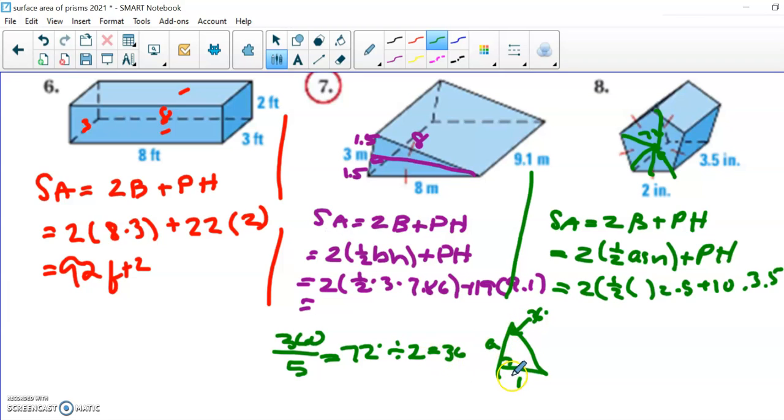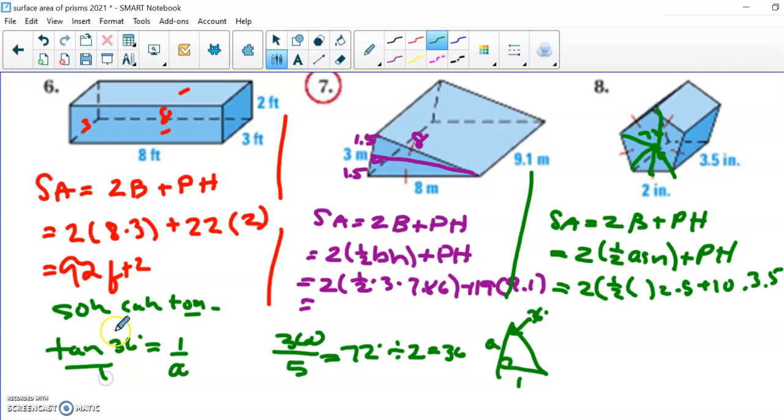So from the 36, that's opposite, adjacent. If we look at our SOHCAHTOA, opposite, adjacent tells us we use tangent. So I'm going to say tangent of a 36-degree angle equals opposite, which is 1, over adjacent, which is the apothem we're looking for. I'm going to cross multiply and divide, which means I'm taking 1 divided by tangent of 36. And it looks like we're getting about 1.38. So I'm going to go ahead and put that in for us right here.